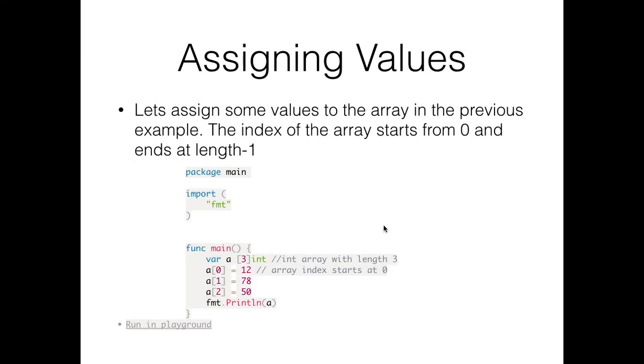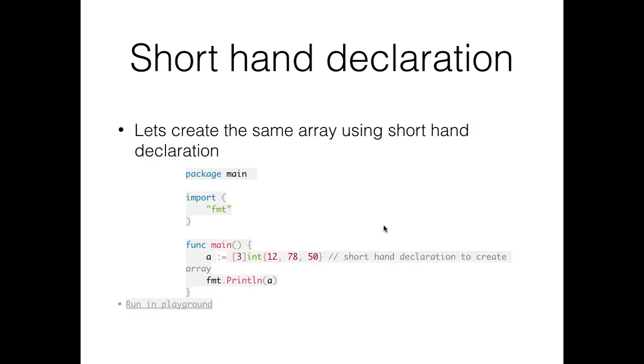Now that we have seen how to assign values to the array, we can have a look at a shorthand declaration as well. Let's create the same array using shorthand declaration. Inside the main function we have array a of size 3 of type integer, and then we have a shorthand declaration where we assign values in the same line as 12, 78, and 50. After that we are printing the array.